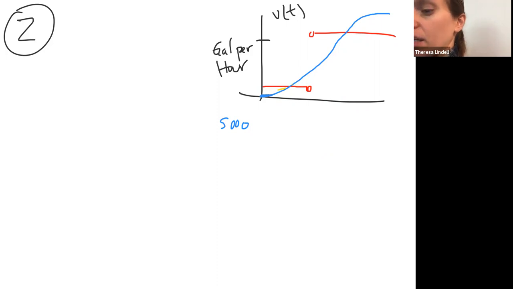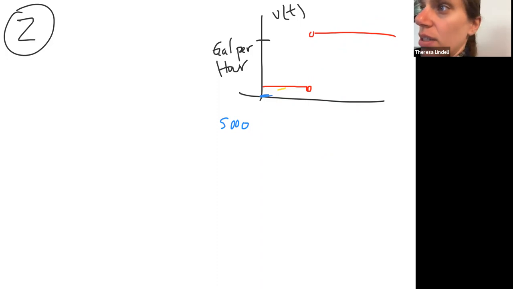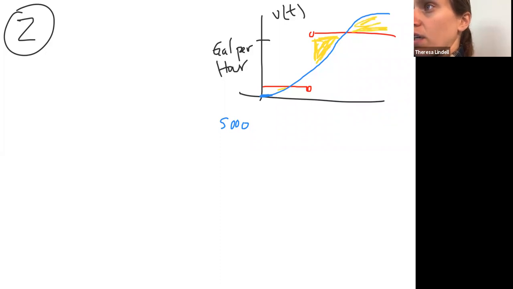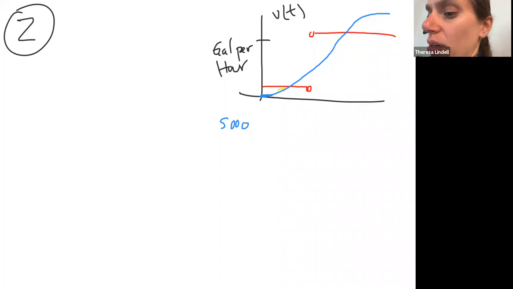And then in this area again, it's draining faster than it's filling, right? And then here it's filling faster than it's draining. So I think that's probably the main thing to wrap your head around to start, is to be like, what is actually going on?